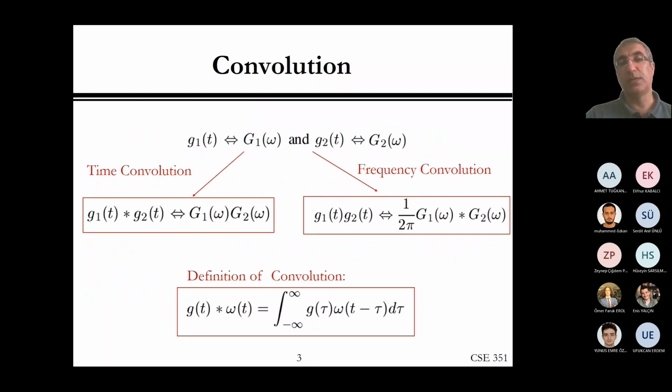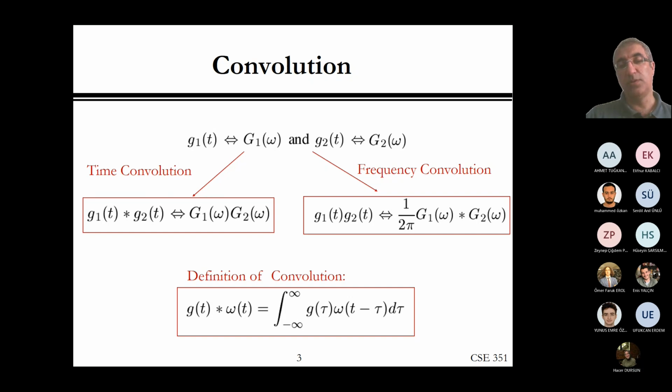So you guys know the convolution by heart, I guess. So let's refresh your mind. The convolution in time domain: assume that we have two signals, g1 of t and g2 of t. If we convolve these two signals in time domain, it corresponds to the multiplication of these signals in frequency domain, which is capital G1 of w times G2 of w.